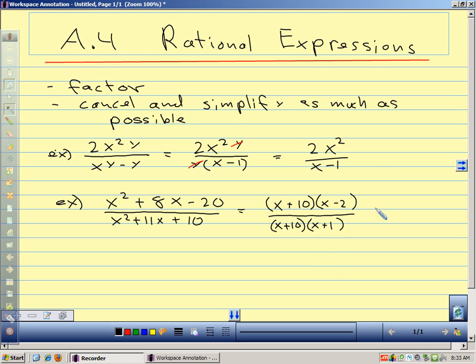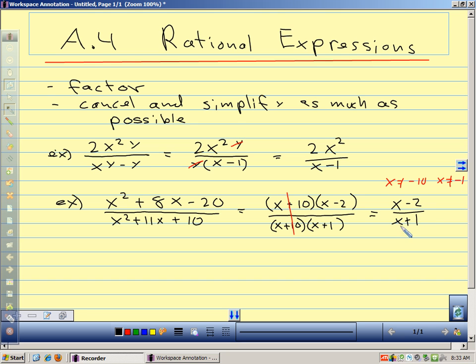All right? So now before we simplify, let's look at this expression. What do we have to be careful with? What numbers are going to make my denominator 0? Negative 10 and negative 1. So I'm going to make a note up here that we can't have x equal negative 10, and we can't have x equal negative 1. Now if we cancel, because we have x plus 10 in the numerator and denominator, I can cancel those. And I just get x minus 2 over x plus 1.